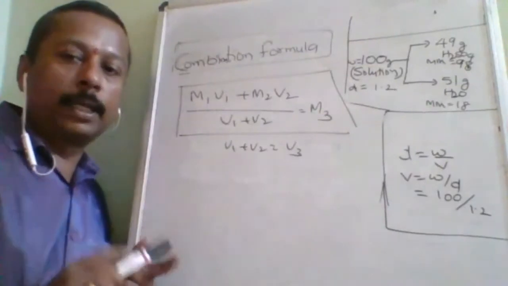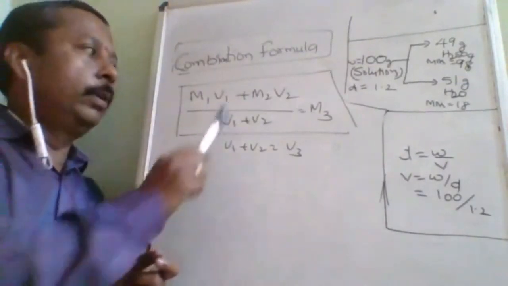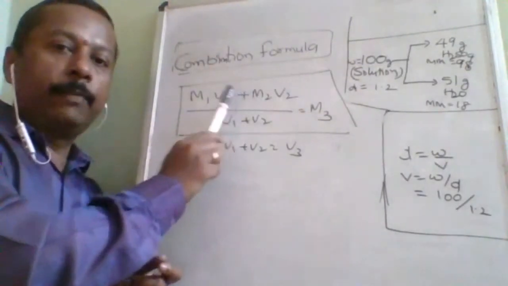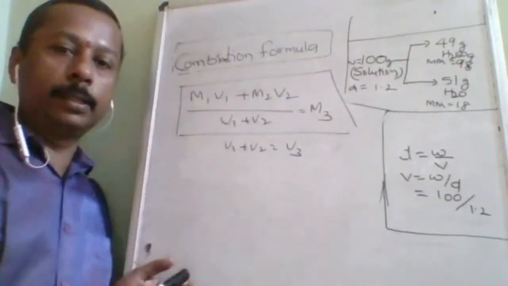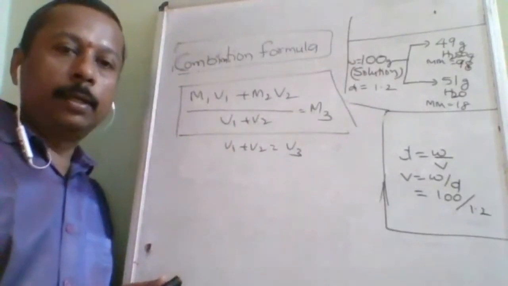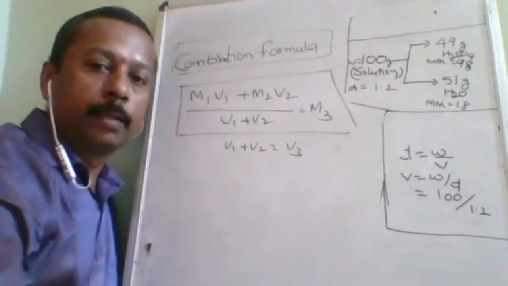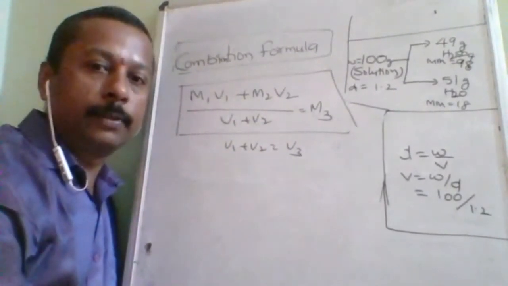If one is acid and another is base, then you will subtract here. If acid is more, acid minus base. If base is more, base minus acid. Is it understood? Any doubt about this? This is about the theoretical concepts of concentration.